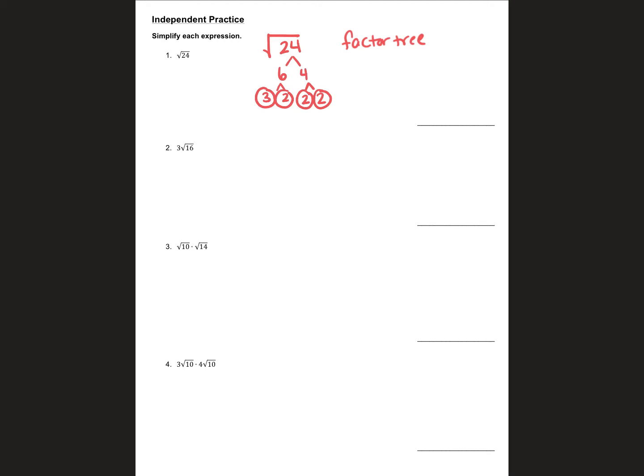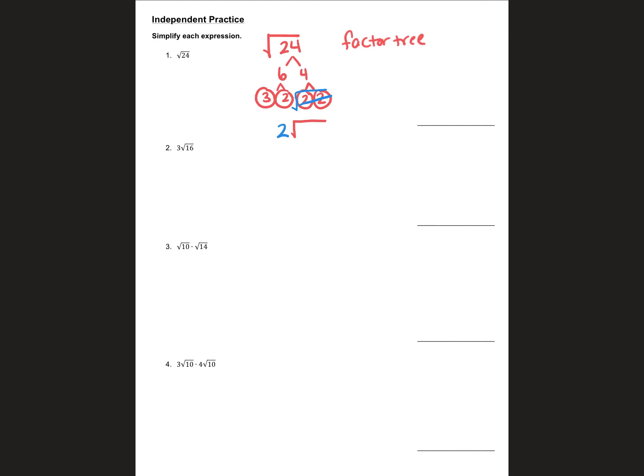The reason why we're looking for pairs is because if I have a pair of 2's, remember that all of this is under the square root. What's the square root of 2 times 2? Well, 2 times 2 is 4, and the square root of 4 is 2. So this stuff can come outside as a 2.